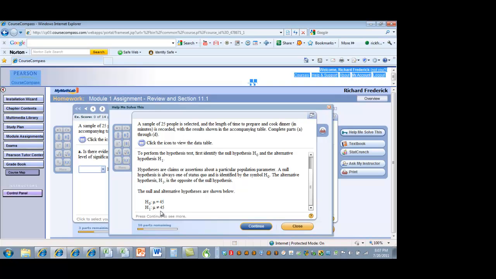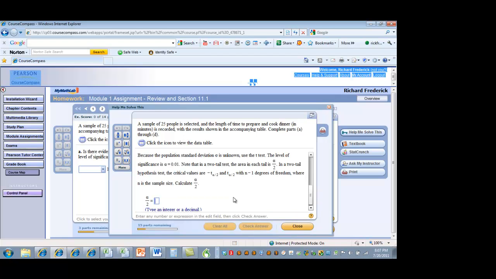And the critical t-value will help us decide what to do at the chosen alpha or risk level that we have, and we'll see what that's going to be. Here it wants us to have an alpha equal to 0.01. This is the sample problem. So we have to figure out what alpha over 2 is, and that's going to be 0.01 divided by 2, which is 0.005. Okay, check the answer.